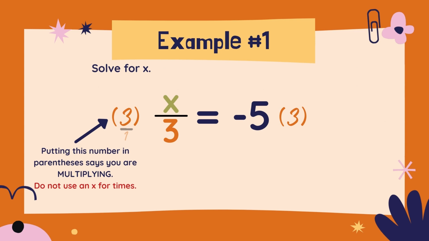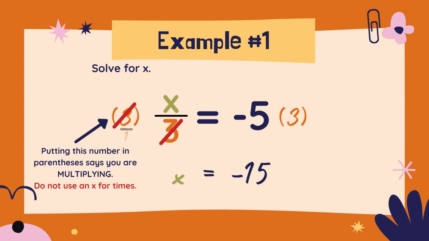But you also remember that we can cross cancel. We have a 3 and a 3, both divisible by 3, so we can cancel them out. Now if we multiply straight across, we'll just have 1x over 1. Well, that's just x. So you can see how multiplying by 3 got rid of the divided by 3. Now we have to multiply the right side. -5 times 3 is -15. So we have to be sure that we have our solution written as x equals -15.